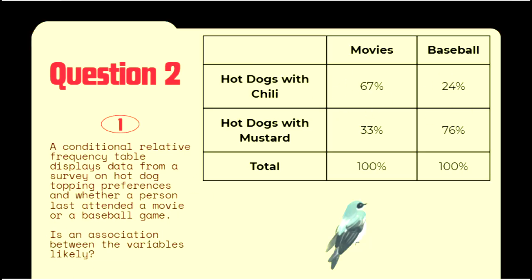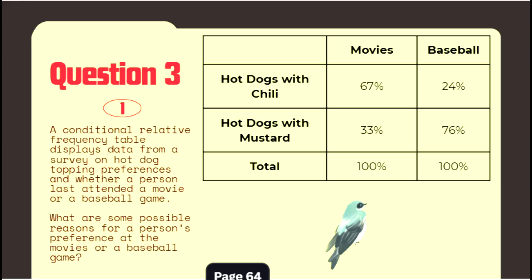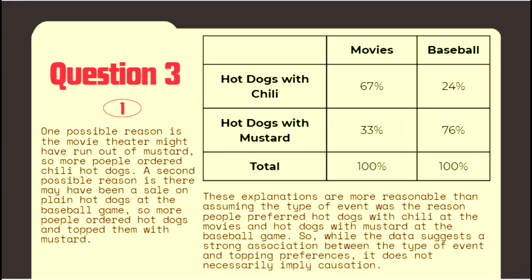Is an association between the variables likely? Yes, okay. There is a noticeable difference between the frequencies, a strong association. What are some possible reasons for a person's preference at the movies or at a baseball game? So there's a million different suggestions. Maybe they ran out of mustard at one place, or maybe plain hot dogs were on sale, and so more people bought those. Or, there's lots of different reasons.